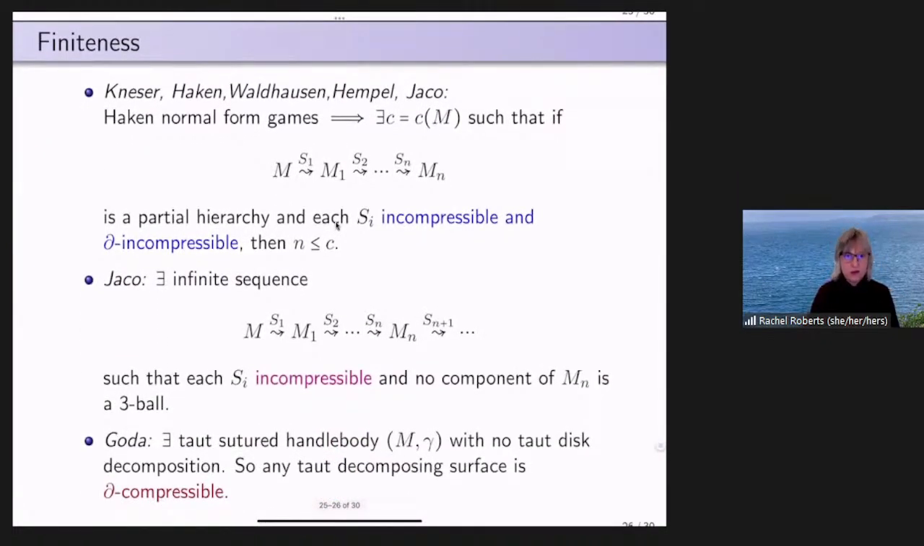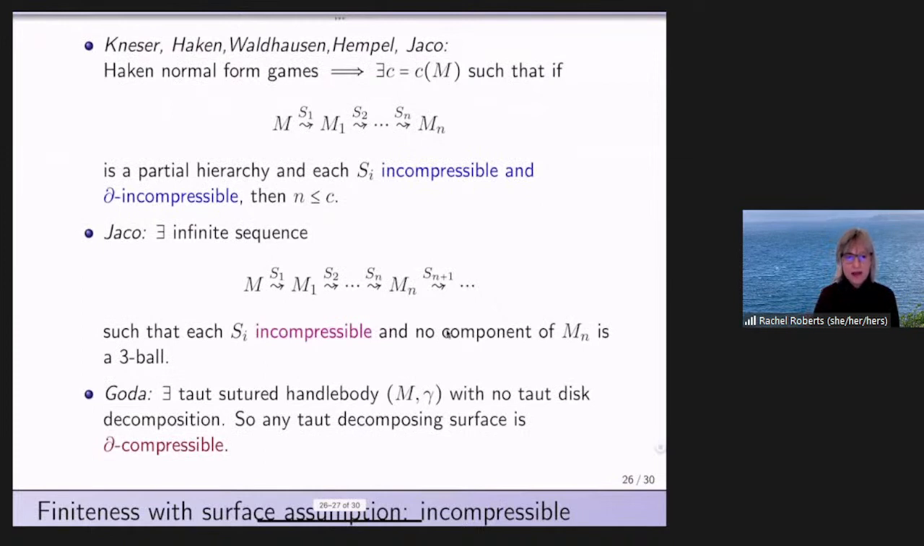Okay, finiteness. So finiteness, we can relate back again to the classical theory. The classical theory told us, using triangulations of your three-manifold, that if you have a partial hierarchy where you're only allowed to cut open along incompressible and boundary incompressible surfaces, then there's a bound on the length of the partial hierarchy. When I was in grad school, I learned that there are infinite such partial hierarchies if you allow your surfaces to be boundary compressible. And so for a long time, I was kind of scared of boundary compressible surfaces as being terrible things, but they're actually not. And then Gabai has this really nice result that there are examples of taut sutured handlebodies.